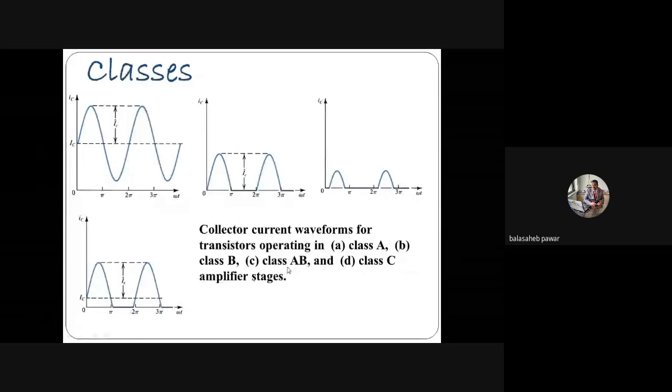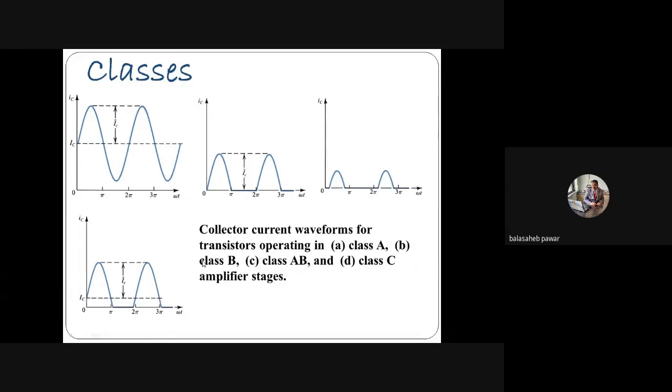Class A means at the center, class B means on the x-axis, and that's why class AB means between the center and the x-axis. Not exactly at the center, not exactly on the x-axis. Right now. And because of such type of conduction, we correlated it to its power dissipation as well as the efficiency.